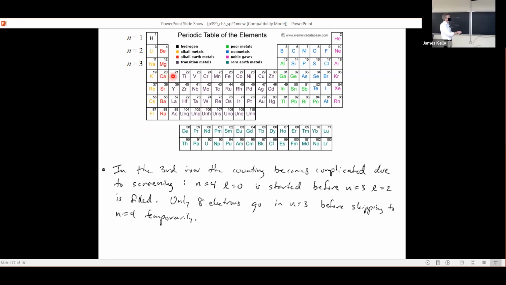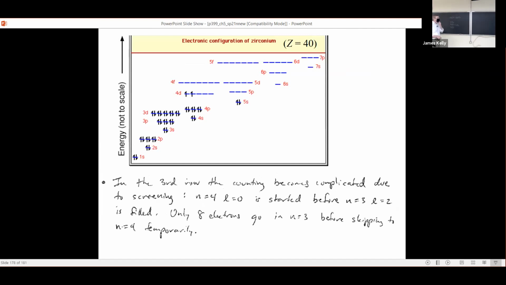And then these correspond to n equals 3, L equals 2 states, shown there in purple. And then we're back to the n equals 4 states and filling up the n equals 4 ones. So things get a little bit out of order, which is not too surprising because we're ignoring a lot of effects. Here I'm just taking a random example from the internet.